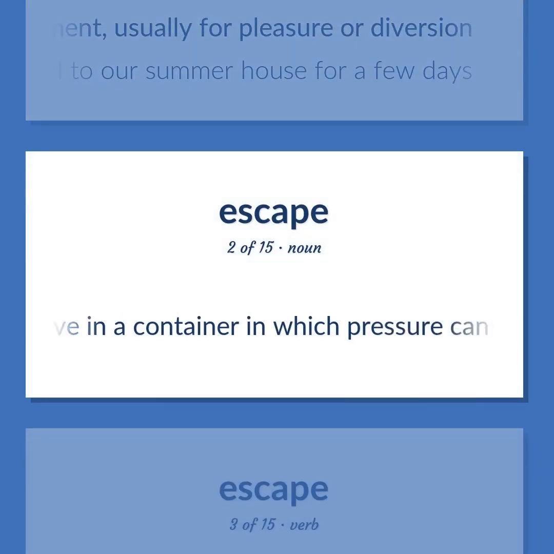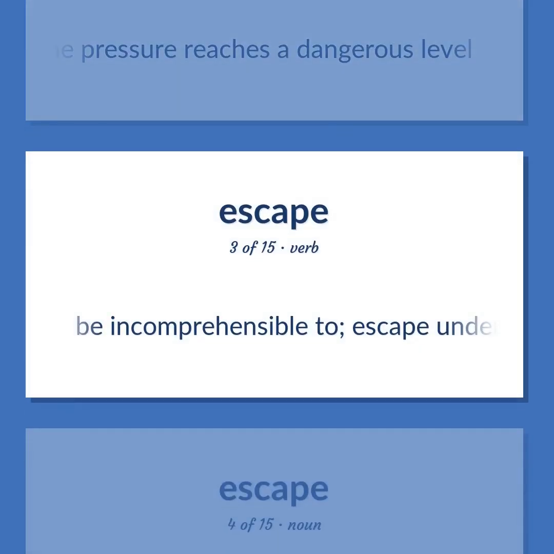A valve in a container in which pressure can build up. As a steam boiler, it opens automatically when the pressure reaches a dangerous level. Be incomprehensible to. Escape understanding by.